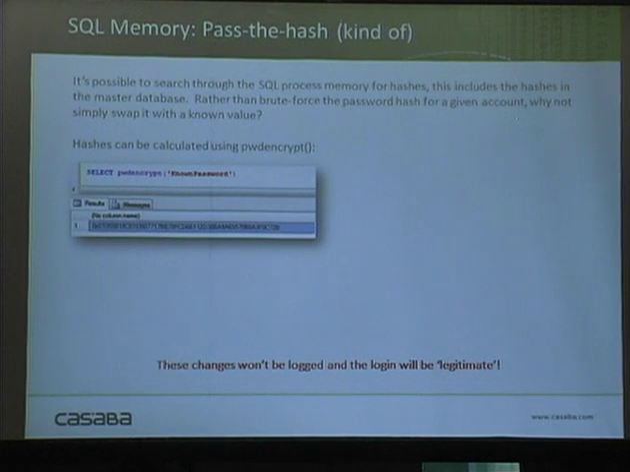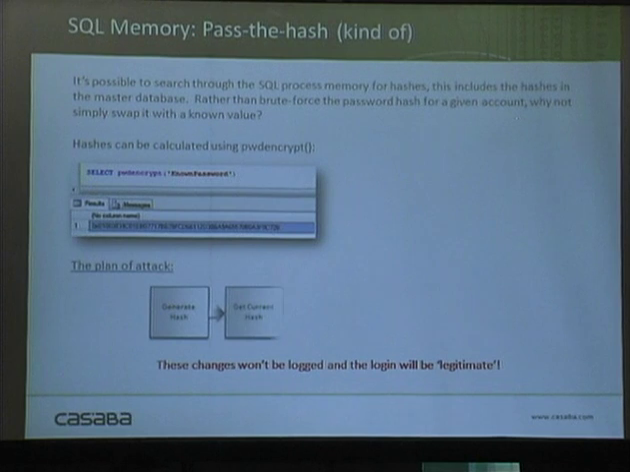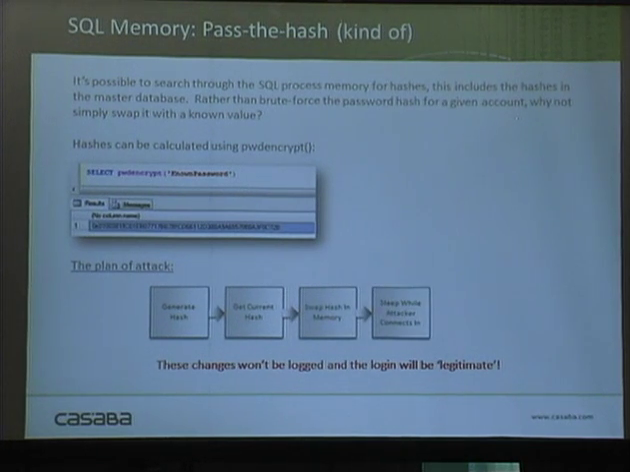But we can calculate a known password in SQL. So the plan here is generate a hash, get the current hash, which we already have the ability to do, swap the hash in memory, and sleep a little bit while somebody runs back in to use the known hash, and then put things back the way they were. Because, I mean, somebody's going to notice. You can just be a bastard and change them all, but that's, you know.